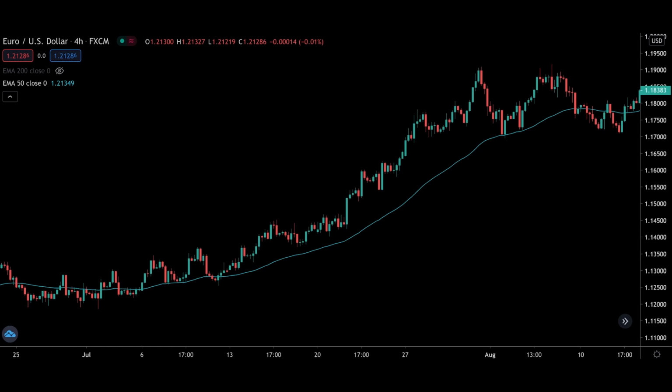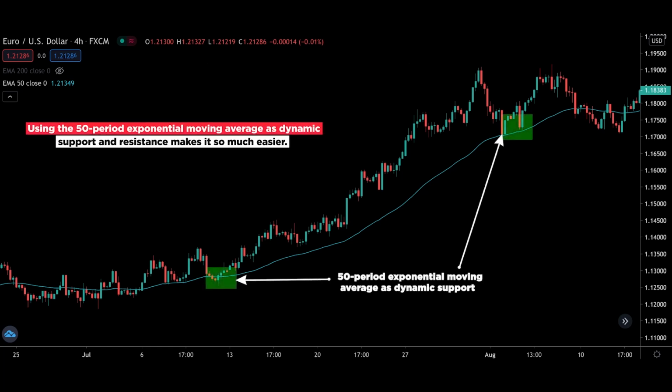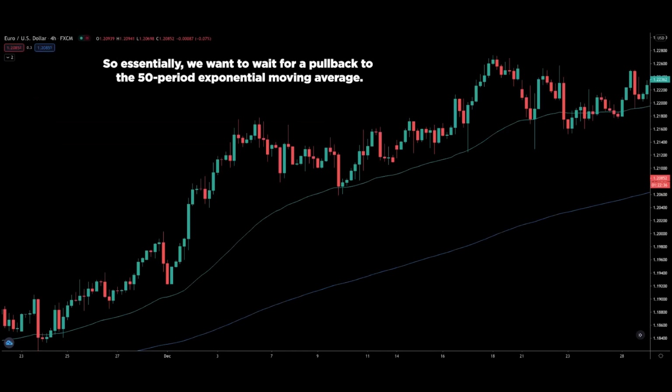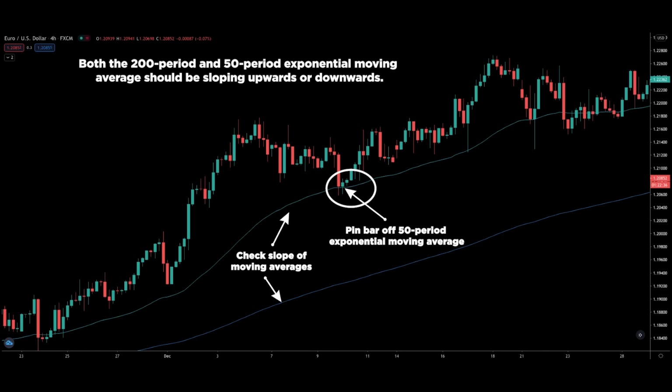Now, the 50 period exponential moving average, on the other hand, will tell you where you should be buying or selling. Often, newbie traders struggle with identifying key support and resistance levels to buy or sell at. So by using the 50 period exponential moving average as dynamic support and resistance, it makes it so much easier. By plotting the exponential moving average like this, two traders can look at the same chart and agree that this is the level that they want to buy or sell at. So essentially, we want to wait for a pullback to the 50 period exponential moving average. And when price hits the level, we want to watch for a pin bar or engulfing pattern. Again, I will reiterate that we have to look at the slope of the moving average. Both the 200 period and 50 period exponential moving average should be sloping upwards or downwards.